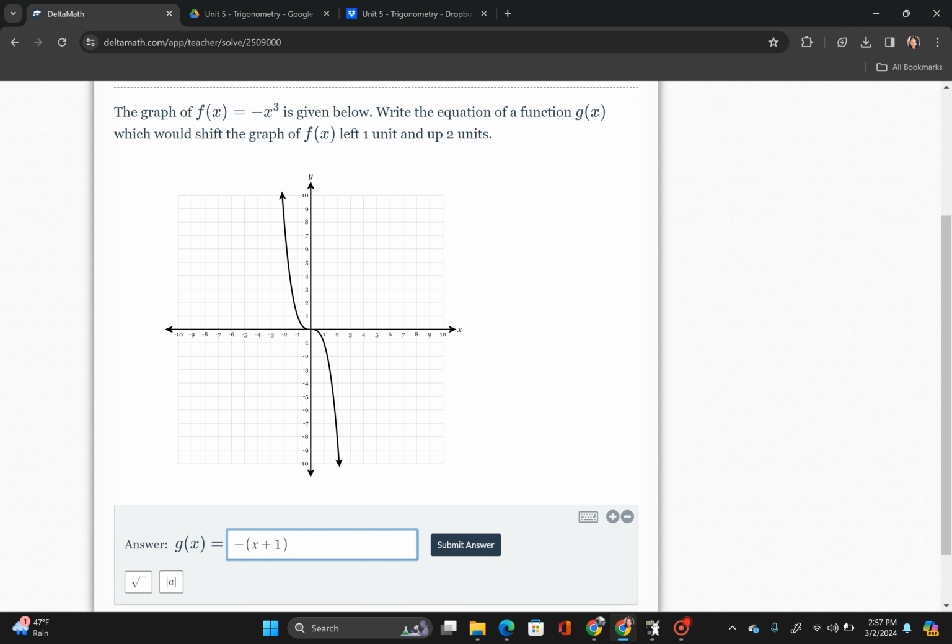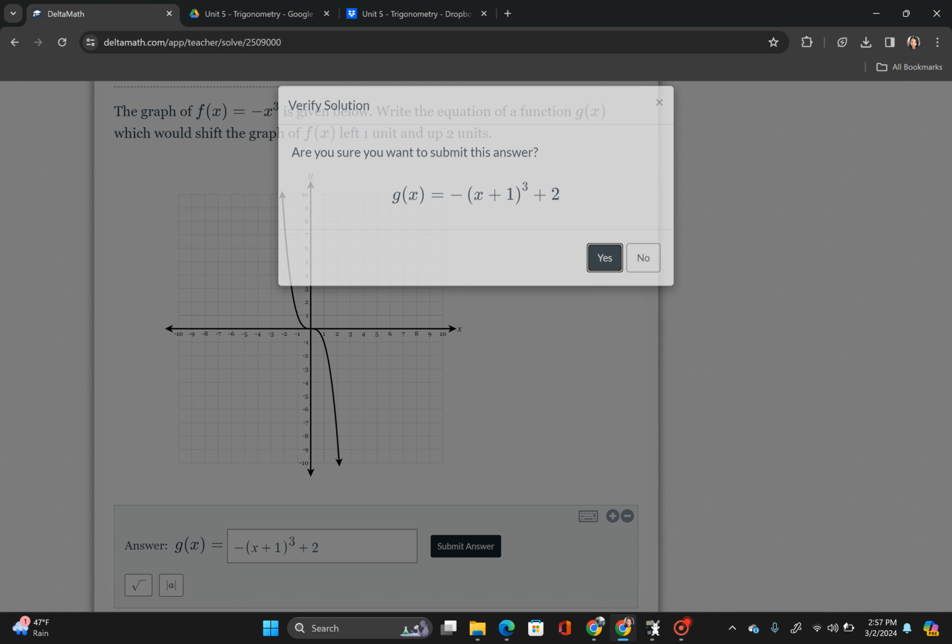I'm going to raise this baby to the third power. And then it says and up 2 units. So this is going to be plus 2 because it's going up 2. Okay. Let's go ahead and check our work. Make sure we're good. And we are.